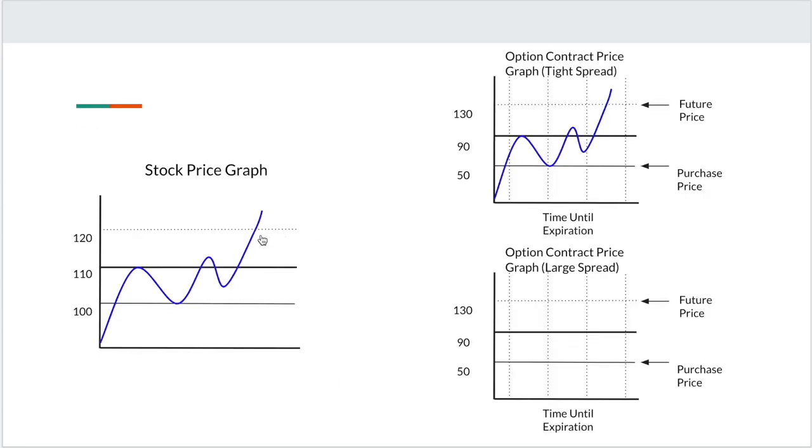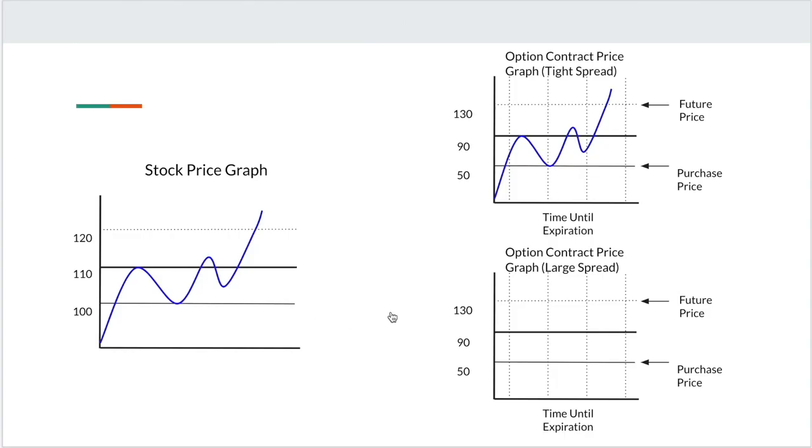So when we're talking about stock price versus tight spread and large spread in options contracts, we want to keep in mind how the option reacts to the stock price movement. When you are talking about a tight spread, as you can see on this graph I've drawn out, the price of the option tends to almost match the stock's price. It's not necessarily parallel, but it's close. When the stock goes up to 110, the option contract moves in the same direction. It's going up and down smoothly.